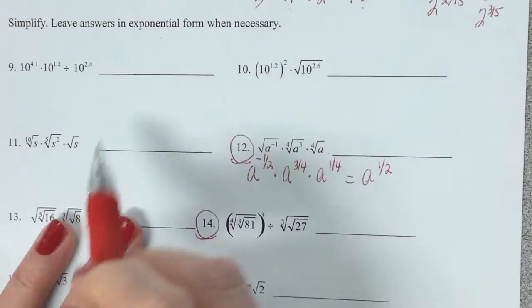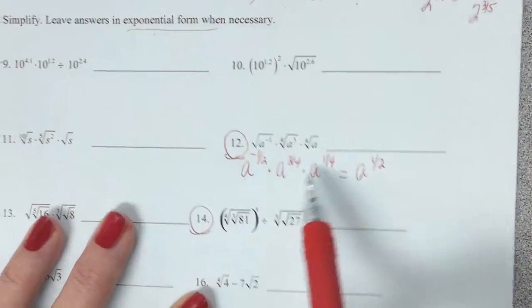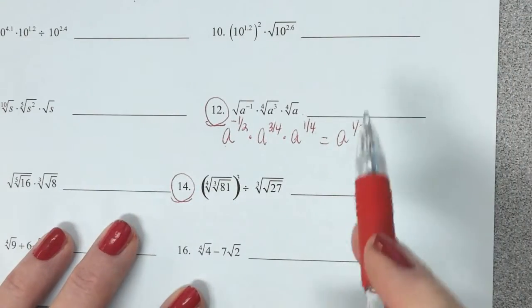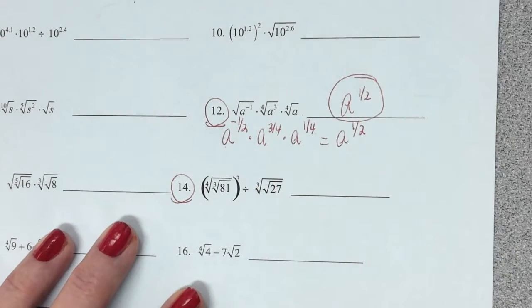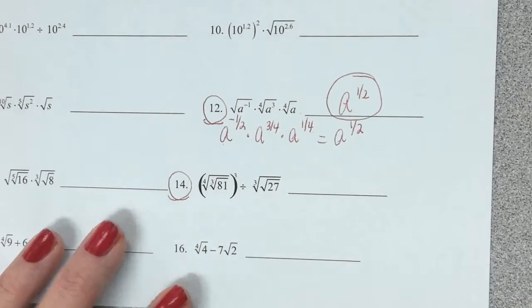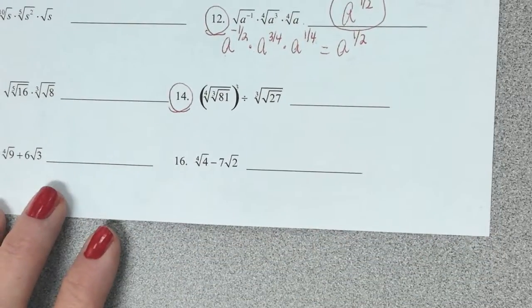Let's look back up at our directions. Leave answers in exponential form. So exponential form means with exponents, and so there we go. That is an exponential. We're finished. Okay? 14. Look at this one.